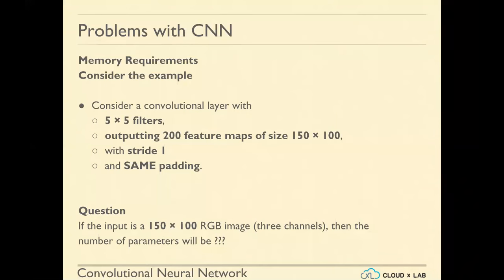Okay, so consider a convolution layer with 5 by 5 filters. Imagine that we have a CNN with 5 by 5 filters outputting 200 feature maps of size 150 by 100, with a stride of 1 and same padding. If the input is a 150 by 100 RGB image, meaning 150 by 100 by 3 is the input size, then the number of parameters will be, anybody?